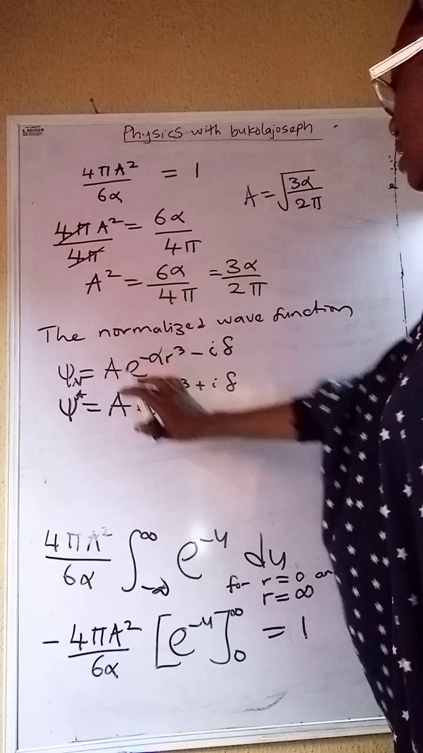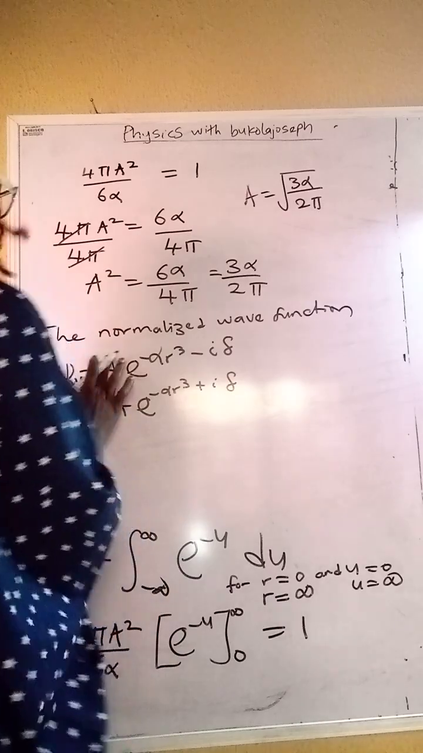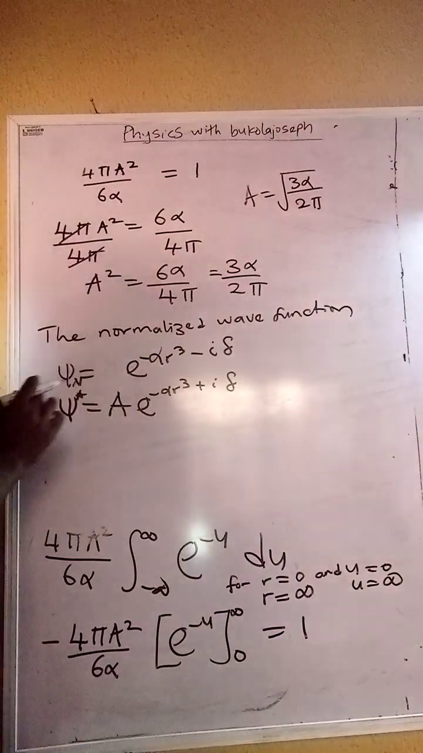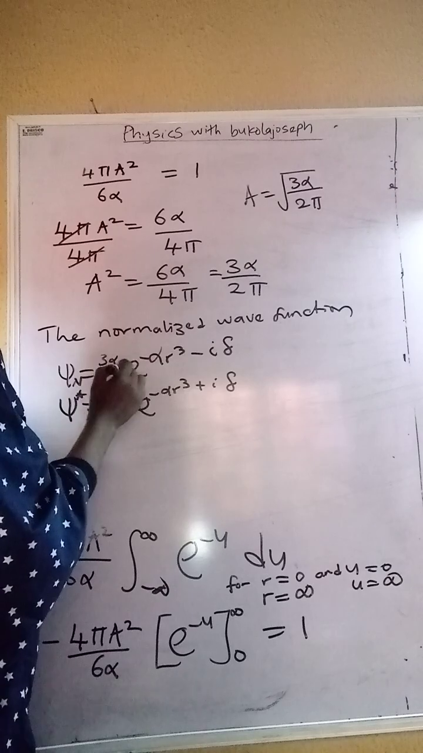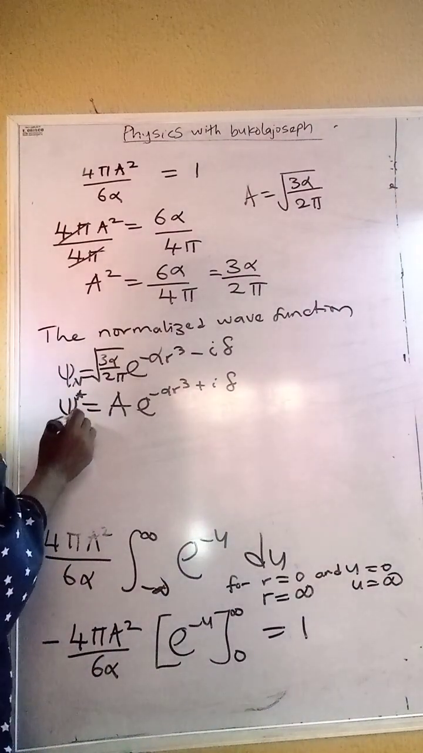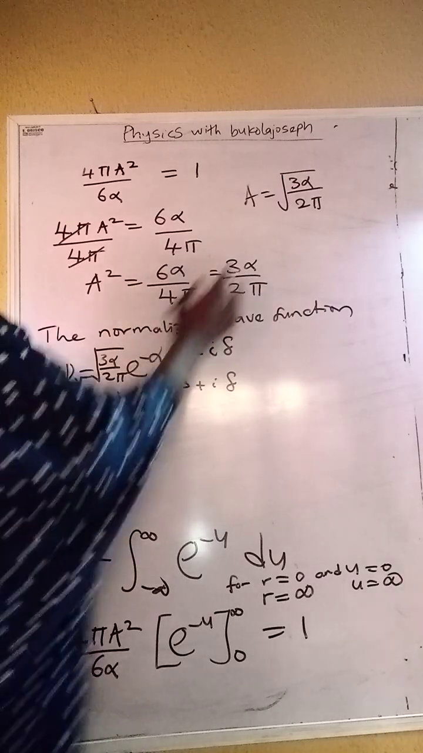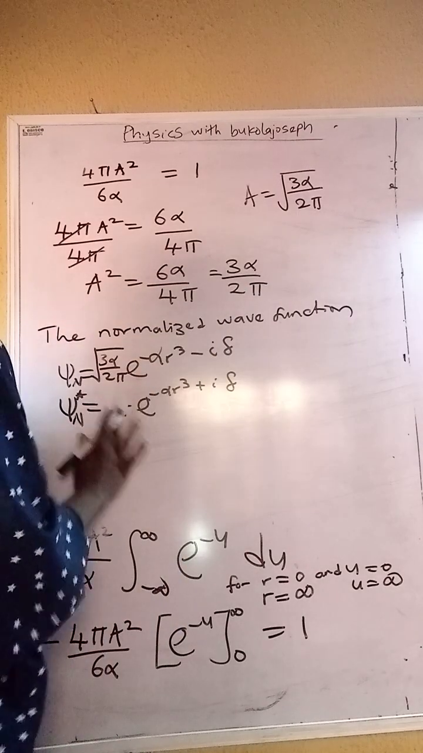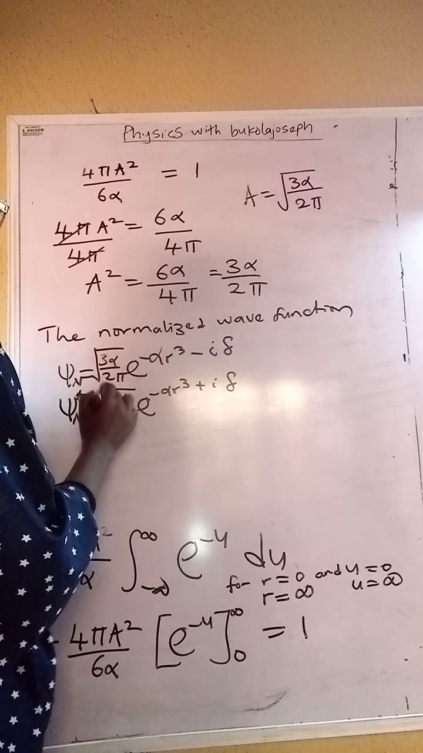So I'll wipe this A, and substitute it with this. So we have 3 alpha all over 2 pi, the square root, which is normalized. To normalize this side too, I'll clean this and replace this A with this, and then we'll have 3 alpha all over 2 pi, this.